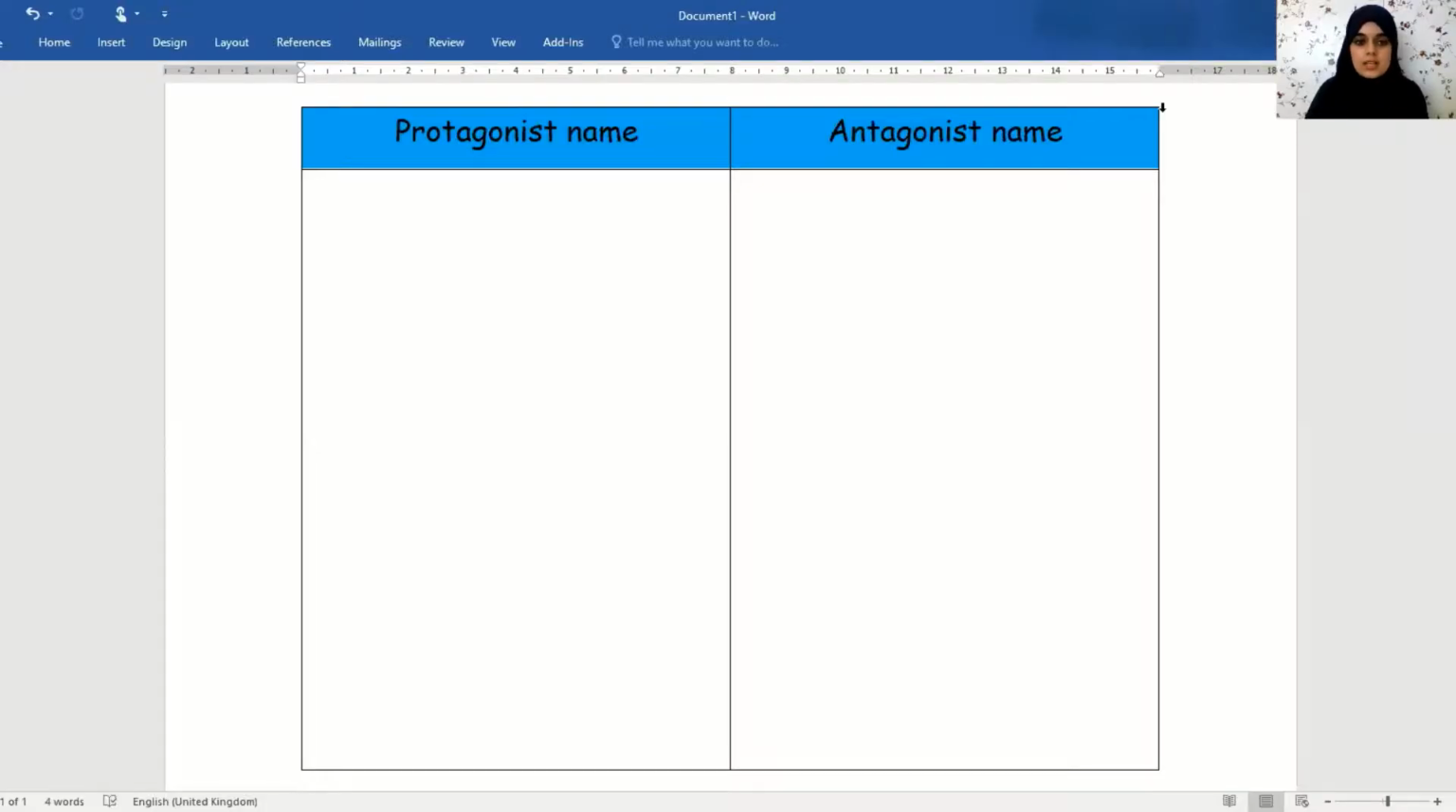This interview takes place at the start of your story, so think about each character at that moment and how they might answer. Here, you need to take a piece of paper and draw two columns, one for your protagonist and one for your antagonist, and write their names at the top of each column. Just like this here.